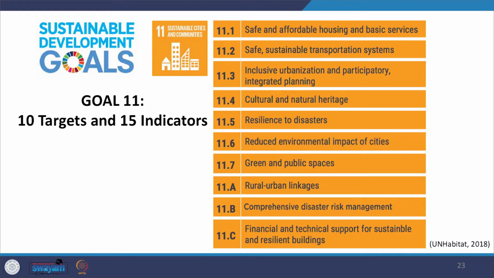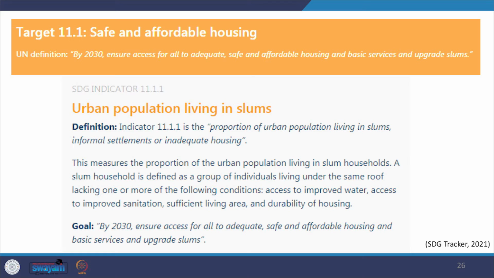Further, we see that the UN has defined under this particular goal 10 targets and 15 indicators of SDG 11. The very first one, target 11.1, is to ensure access for all to adequate, safe and affordable housing and basic services and upgradation of slums by 2030. The indicator used to monitor the target is the proportion of urban population living in slums, informal settlements or inadequate housing.